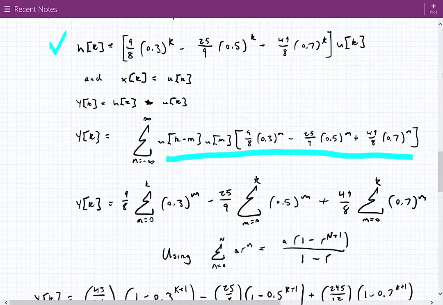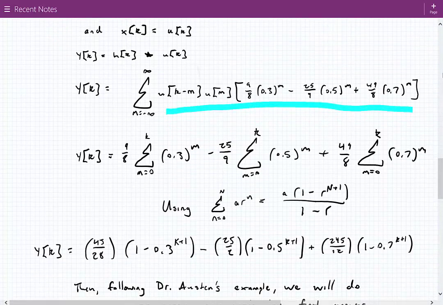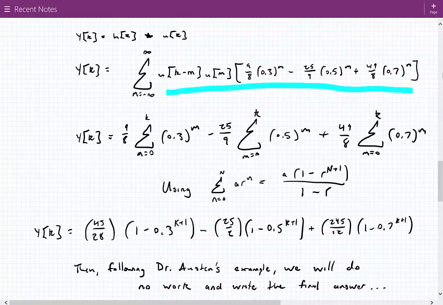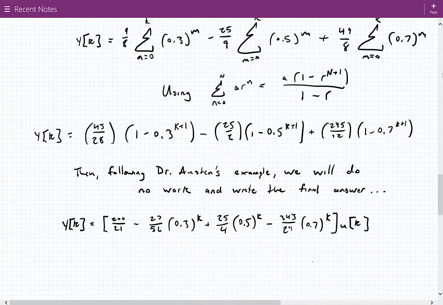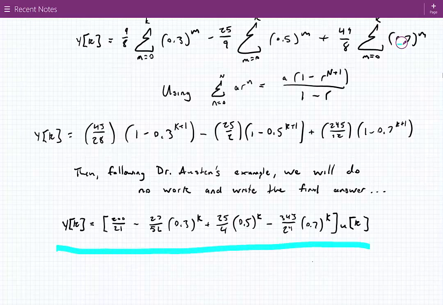Now we're going to break the summation up into parts and change the limits, and now we're going to use the geometric property to simplify it even more, and then you can distribute constants and get this answer right here. Let's finally solve for y of k.